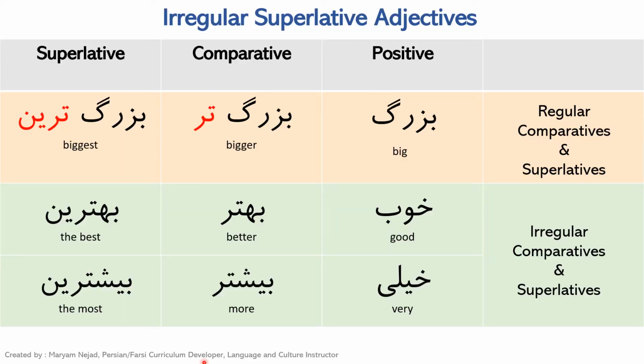We said earlier that there's two irregular comparative adjectives, like خوب becomes بهتر and خیلی becomes بیشتر. There's also two irregular superlative adjectives. So خوب becomes بهترین and خیلی becomes بیشترین. So it's actually a little bit easy to remember because we just add this ending to بهتر. And then we add this ending to بیشتر. So بهتر becomes بهترین, بیشتر becomes بیشترین.